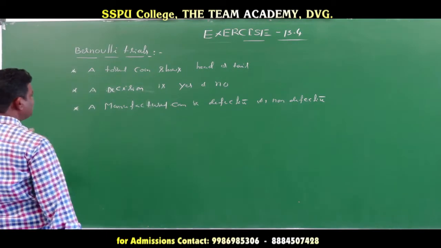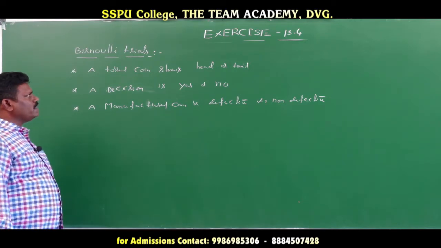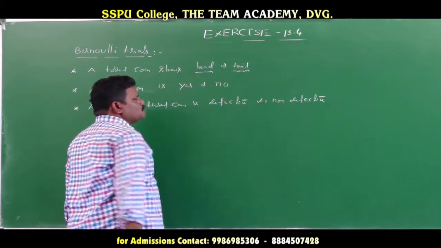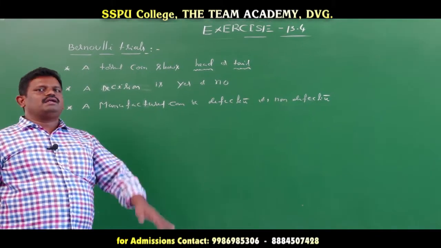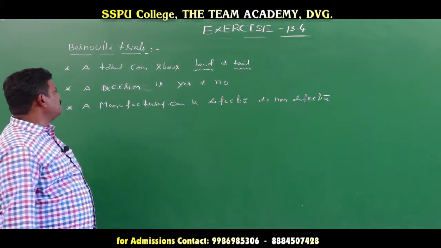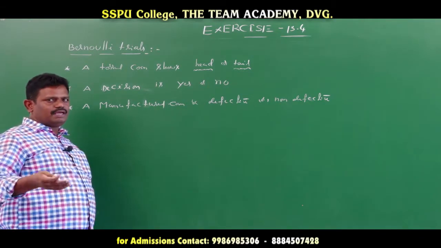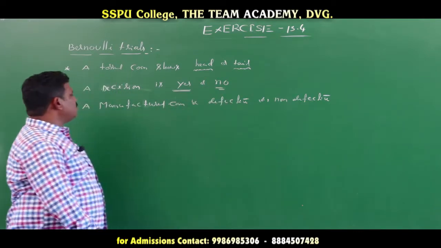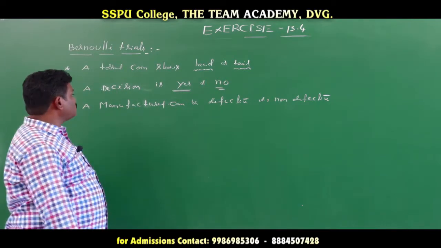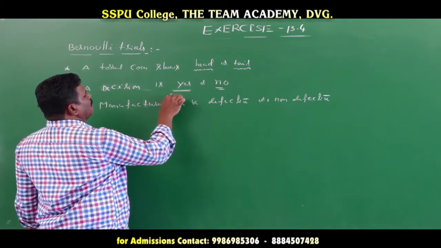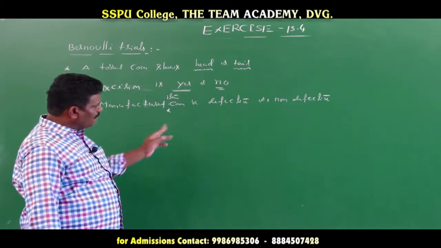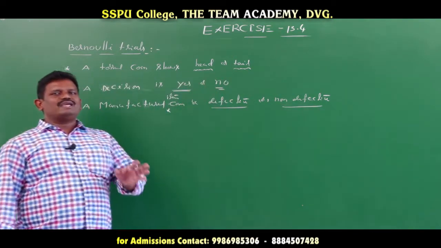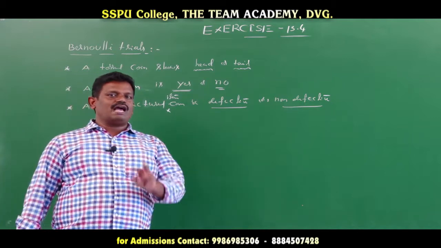See some trials here. A tossed coin shows head or tail. If we toss the coin, two outcomes are given, head or tail. So in any decision making, yes or no means correct or wrong. Okay, next, a manufactured item can be defective or non-defective. So any trial we consider must have two outcomes.